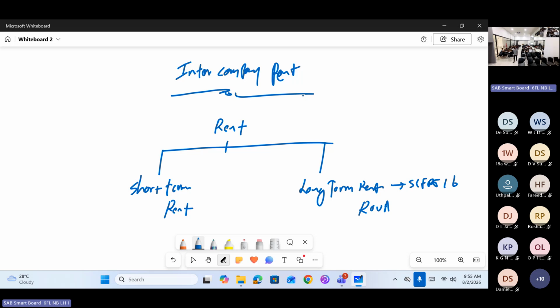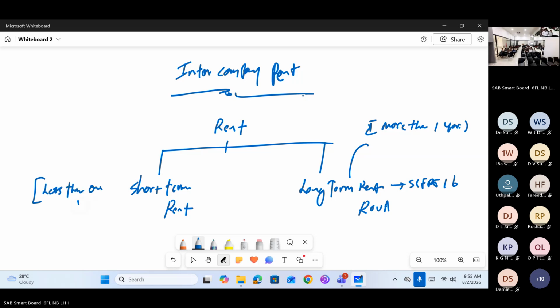Long term means more than 1 year. Short-term rent means less than 1 year.